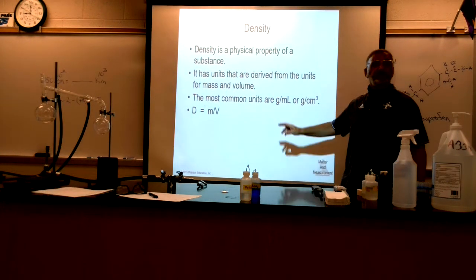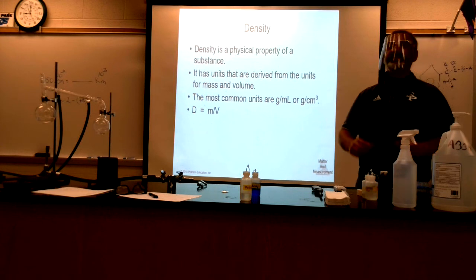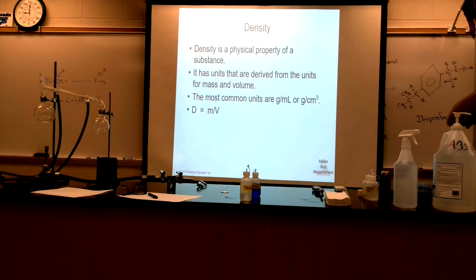For solids and liquids, it's grams per milliliter. For gases, it's grams per liter, because gases are so much more spread out, the density is so much less. If you use grams per milliliter with a gas, the number's going to be real tiny.